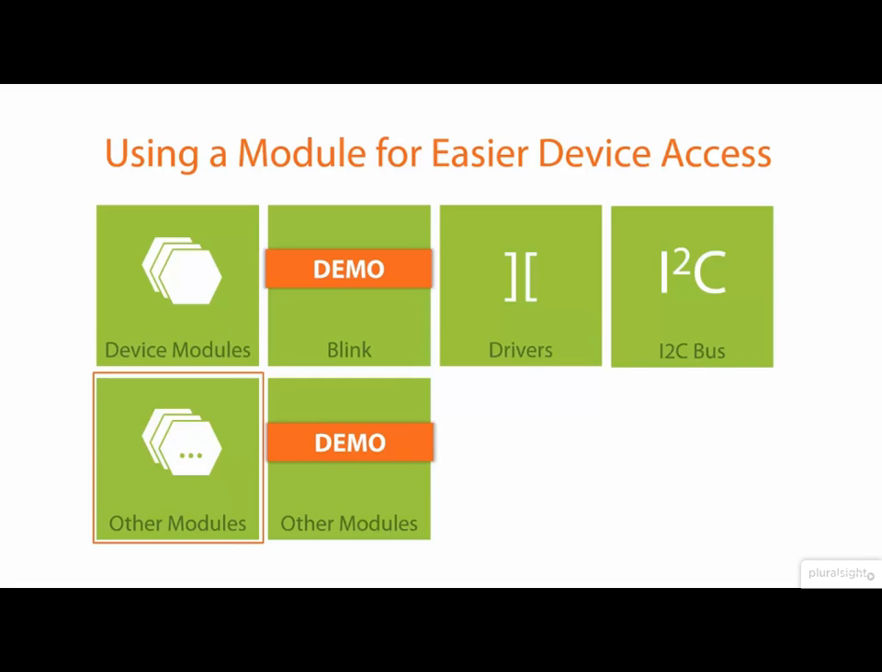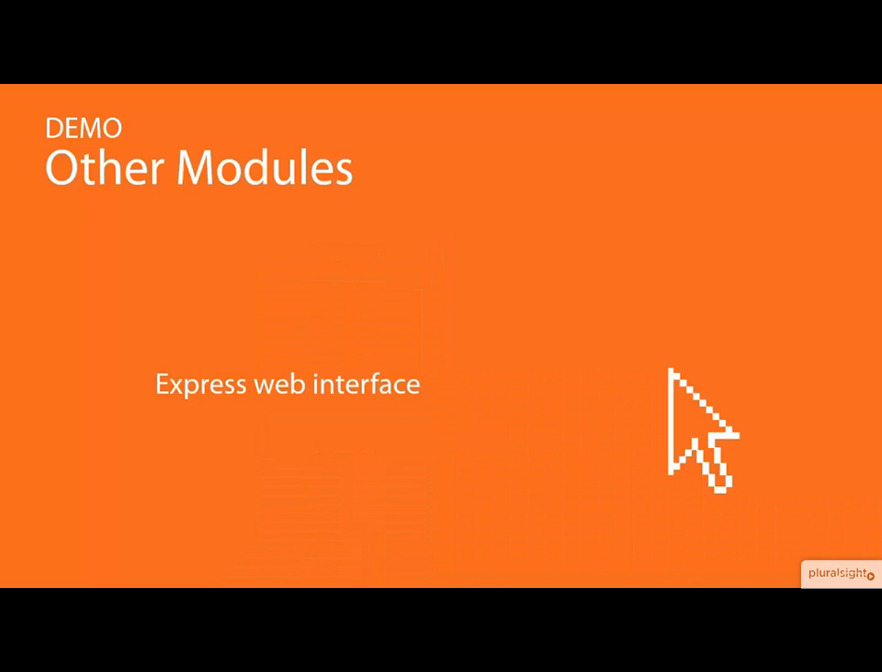Now let me demonstrate using a third-party module for your app by showing you how you might use the Express module to give your device a web interface, actually a little API. We looked briefly at how easy Node makes it to create a web server and how easy the Express library makes it to create a website framework or an API.